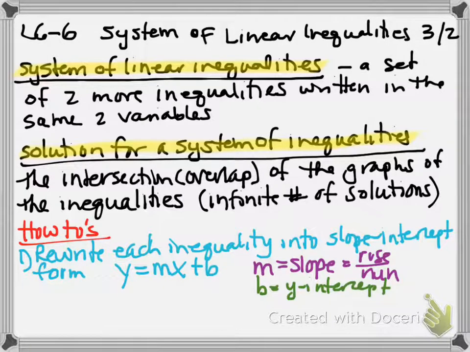So rewrite each inequality into slope-intercept form. Y equals mx plus b, where m is the slope, which we're going to write as a fraction, as rise over run number, so we can find a new point after we graph the y-intercept on the y-axis. Next.